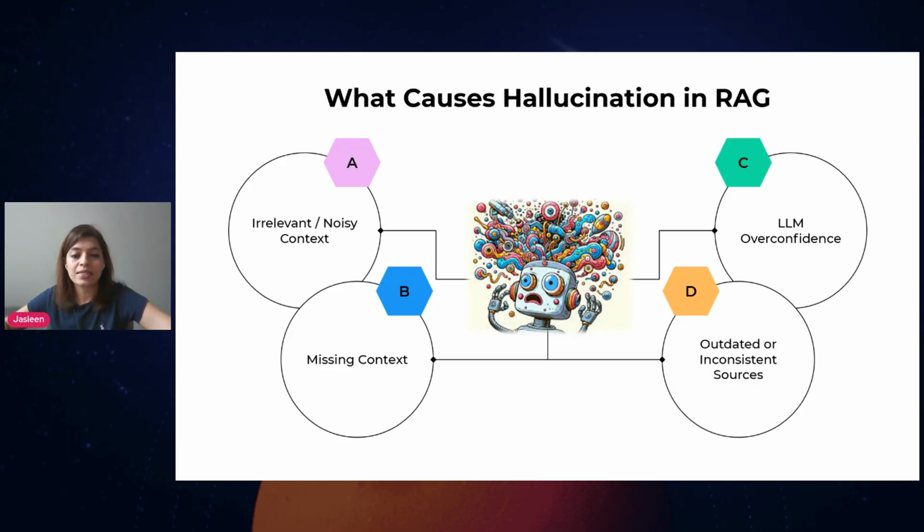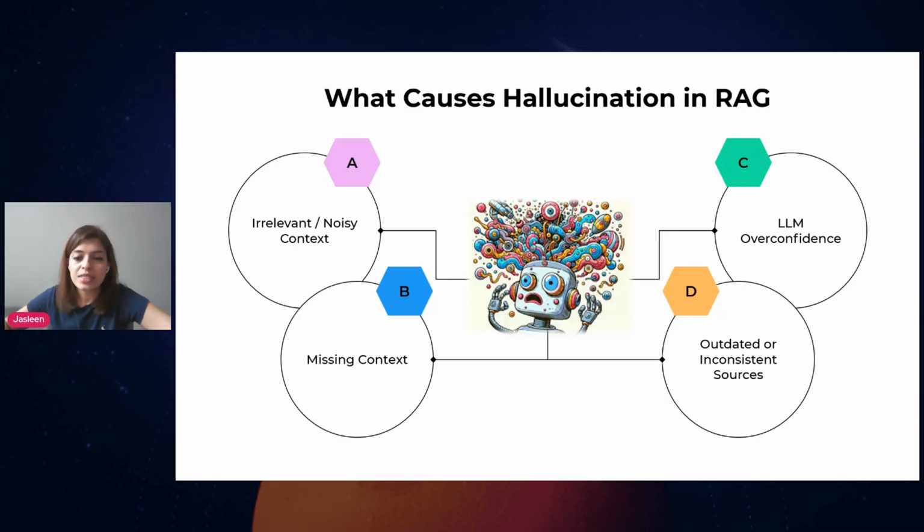The fourth one is outdated or inconsistent sources. Now, in some cases, hallucination is not caused by retrieval quality alone, but by the quality of the sources. If the retrieved documents are outdated, contradictory, or just wrong, the LLM is building on a faulty foundation. It might blend multiple perspectives into one average answer or pick the wrong one entirely, especially when it cannot resolve conflicts in the data.